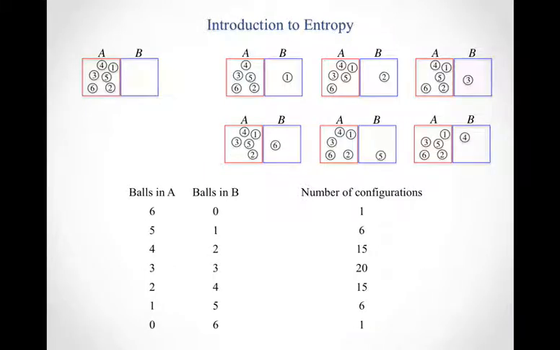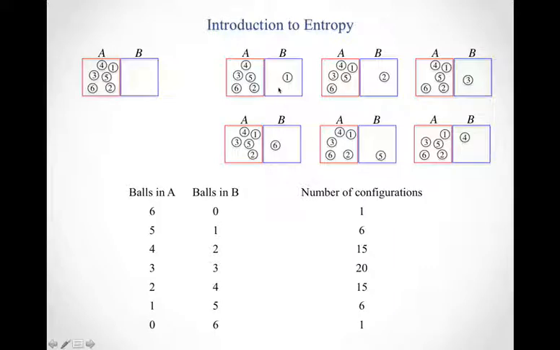So let me start by thinking about all the ways that I can arrange the balls so that all of the balls are in bin A. And clearly in that case, there's only one configuration, right? All the balls being in bin A, there's only one way to do that. Well, what if I put one of the balls into bin B? Well, now there's 6 different ways that I can create that configuration.